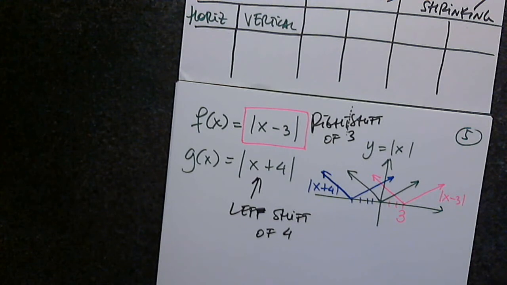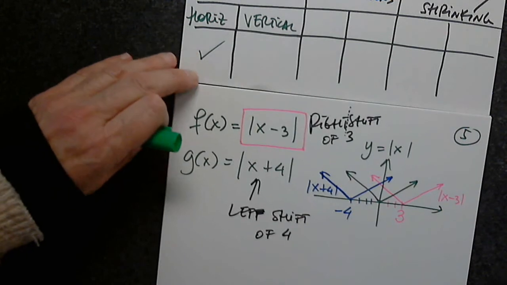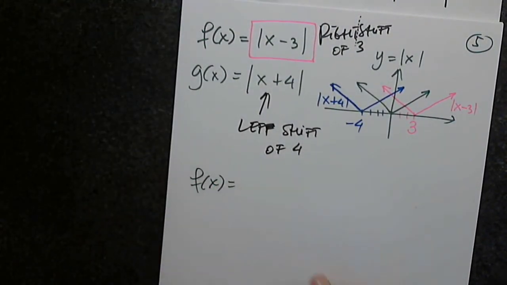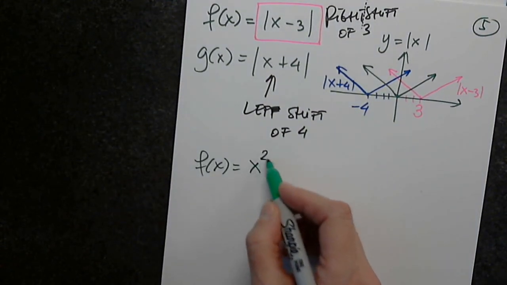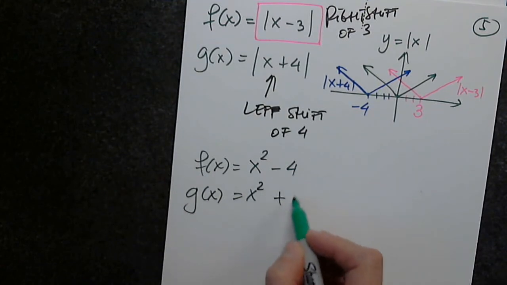So it's a horizontal shift, of course, either to the right 3, or to the left 4. We are changing x. A horizontal shift changes x. Okay, so that was our horizontal shift. Let's take a look at the following scenario. Now I want to graph x squared minus 4 and later on x squared plus 5.